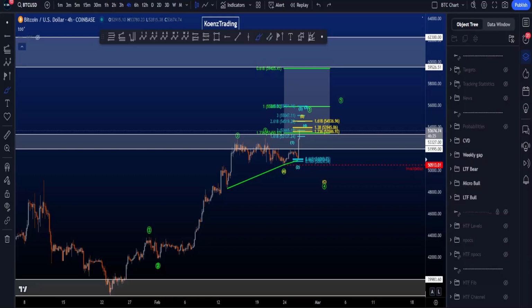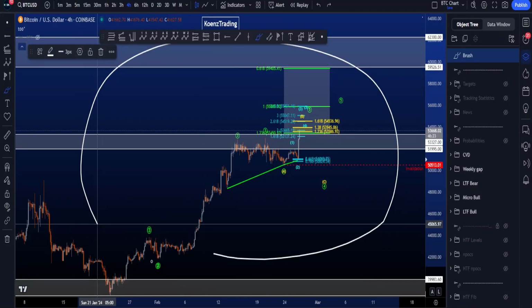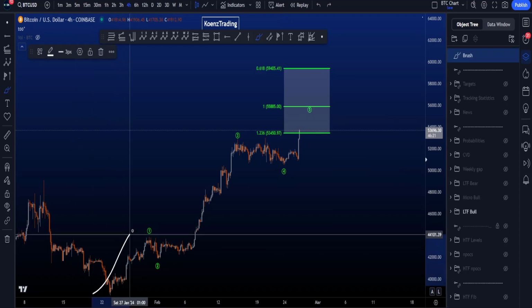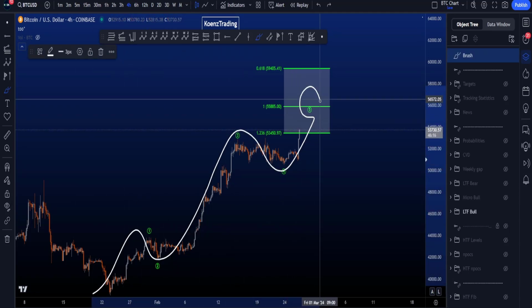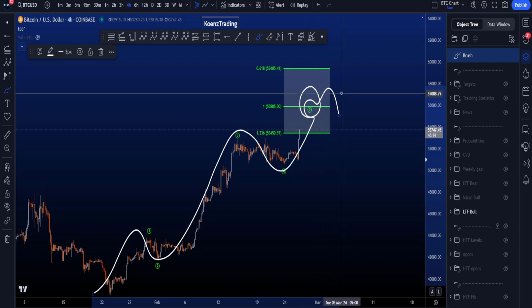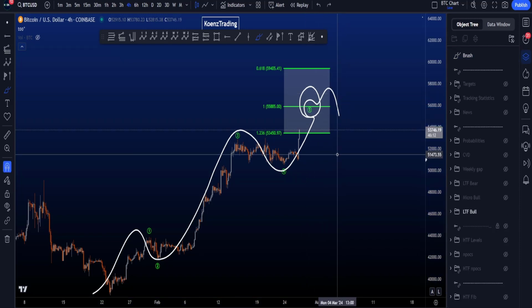Hi everyone, let's go over my bullish and bearish Elliott Wave scenarios on Bitcoin, starting on the 4-hour chart with the bullish scenario where we're looking for a 5-wave impulsive structure to the upside to finish this green wave 5, after which we expect a bigger corrective structure to the downside.